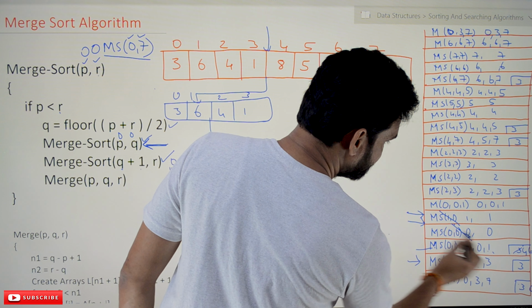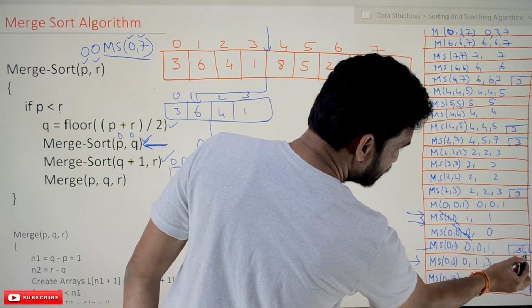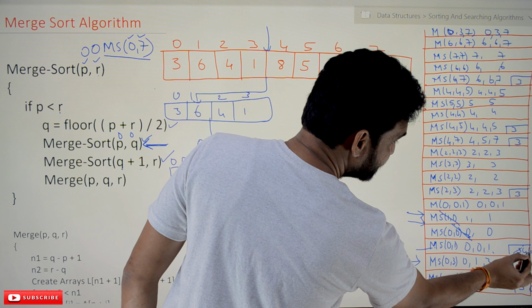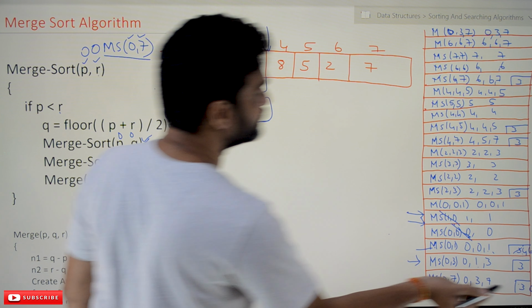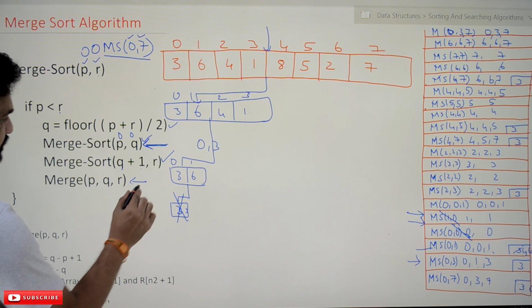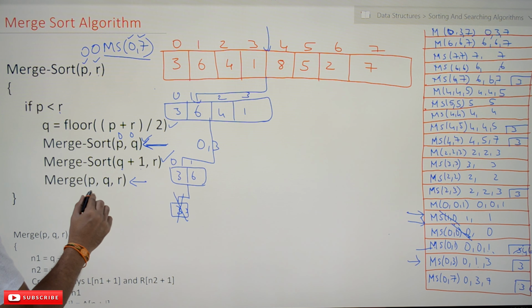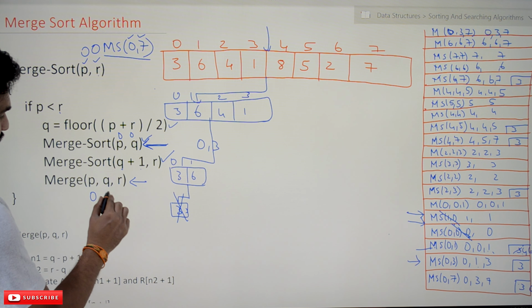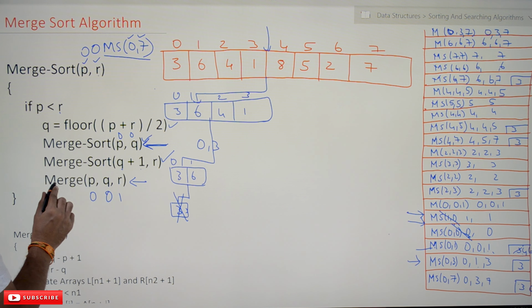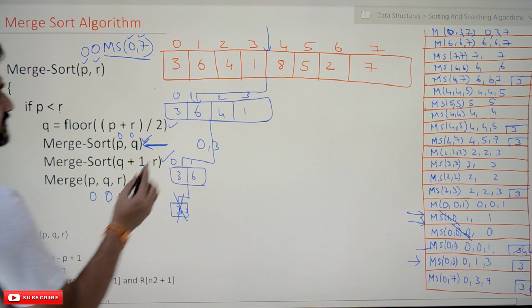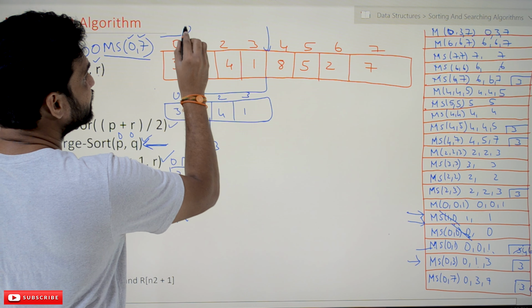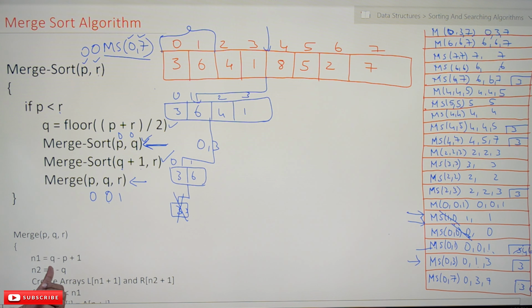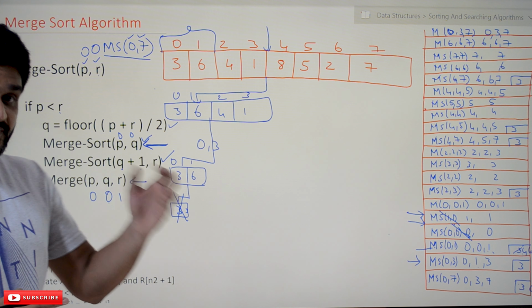Now where have we stopped our execution? In line 4. In line 4, which means the next line of code will get executed. So this line has to be executed. What is the value of PQR? It is 0, 0, 1. So with merge of 0, 0, 1, which part of the array will get merged? This part of the array will get merged. Merge means this function call. We have explained this function call in detail in our previous video.